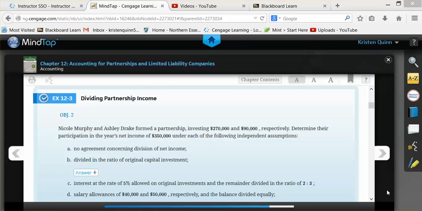In this example, we'll be doing exercise 12.3 that can be found in your textbook on page 566. We are going to show how to divide out partnership income in a variety of different ways.